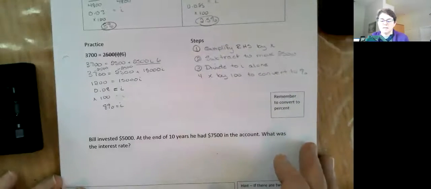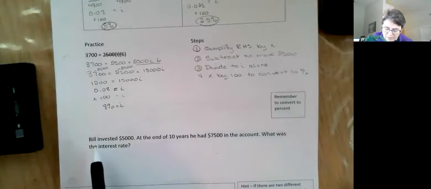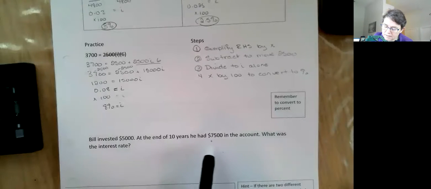Give this one question at the bottom. Kind of squished it on me there, sorry. All right, Bill invested $5,000. At the end of 10 years, he had $7,500 in the account. What was his interest rate?